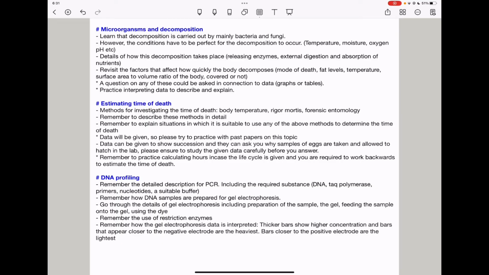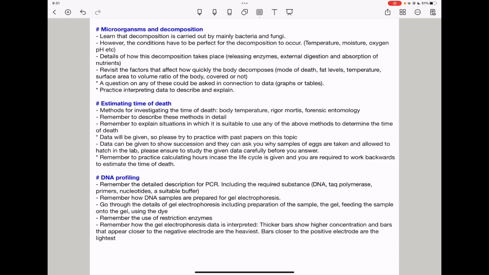They can talk about the methods for investigating the time of death, like body temperature. When somebody dies, the body temperature is slowly going to decrease until it reaches the ambient temperature. So they could use that in order to determine when the person died.